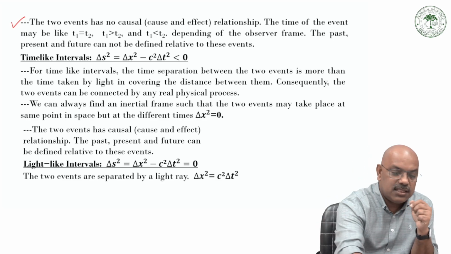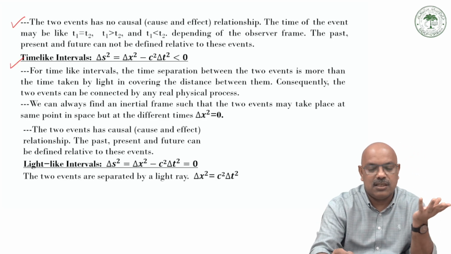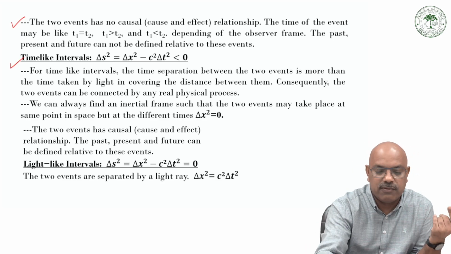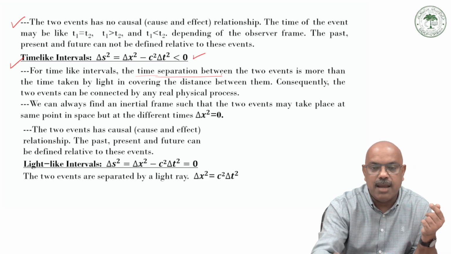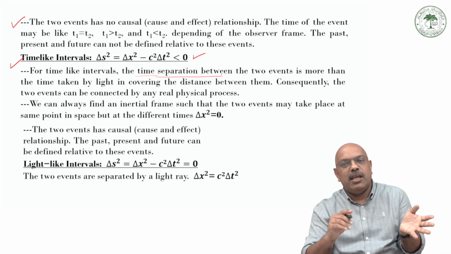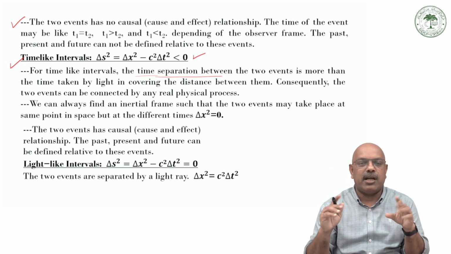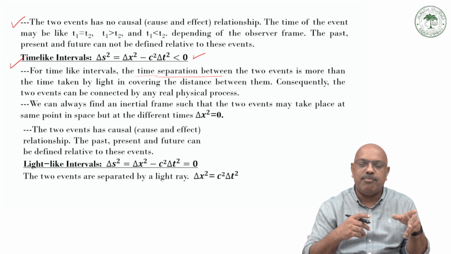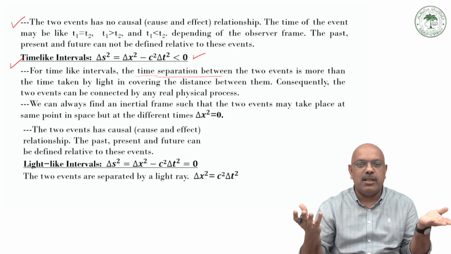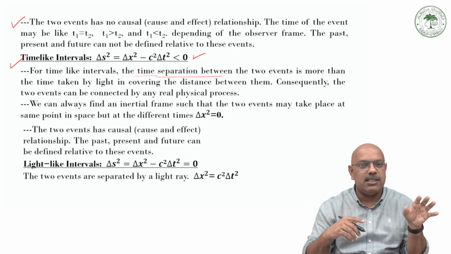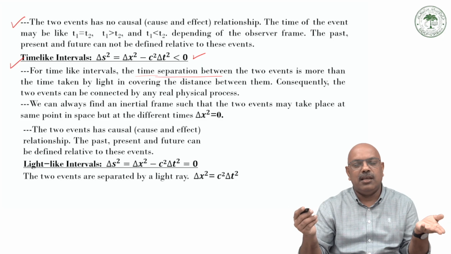And the second is the time-like event. This is all real process, where delta s square is less than zero. In a time-like event, the time separation between the two events is more than the time taken by light to cover the distance. That means these two events are happening with a velocity less than the velocity of light, so that is all a real process. Consequently, the two events can be connected by a real physical process.